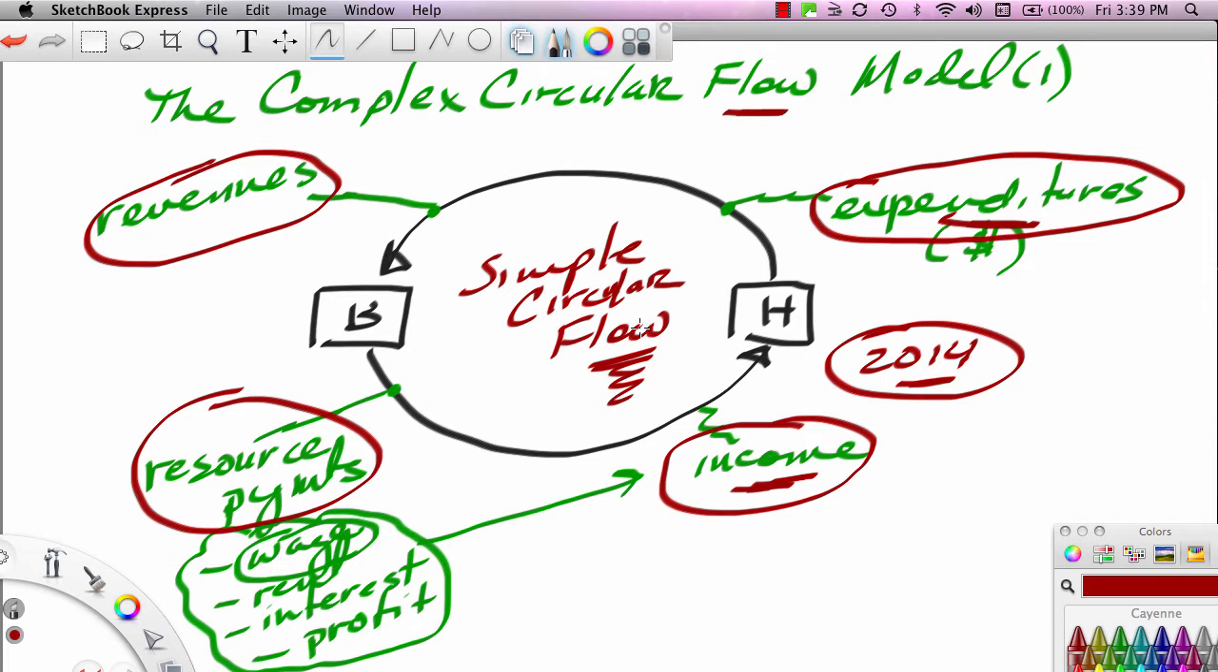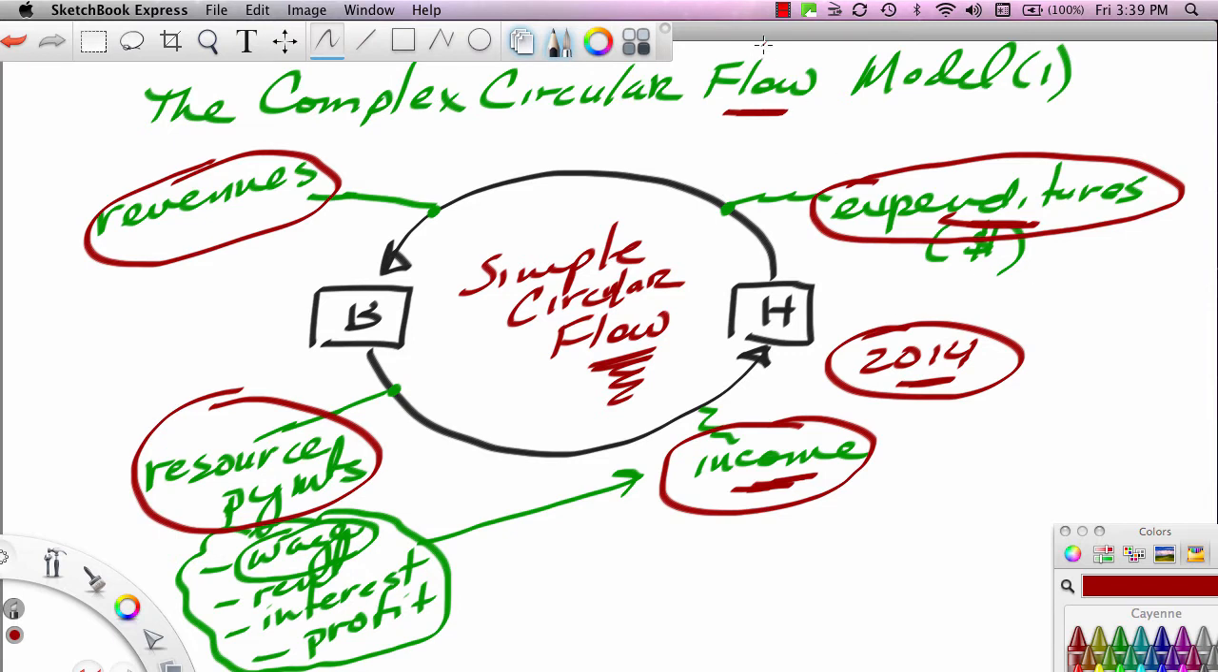Now, income may flow into a household, and we'll learn later on that households may save part of that and accumulate wealth. Wealth is not income. You can earn $100,000 a year and have no wealth because you spent all of it. In fact, in simple circular flow analysis, that's exactly what it assumes. It assumes that all of your income flows in and all of it flows out.